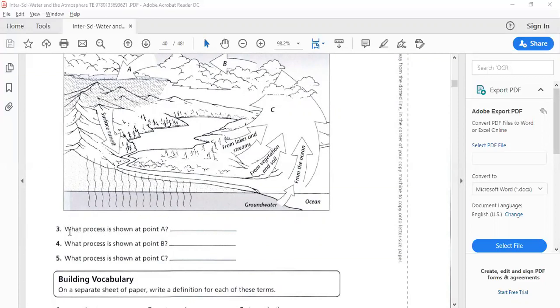Number 4 is saying, what process is shown at point B? At point B, it will be condensation because the water turns from vapor into clouds. And C is about the evaporation, exactly, transpiration or even evaporation using the sun's energy.